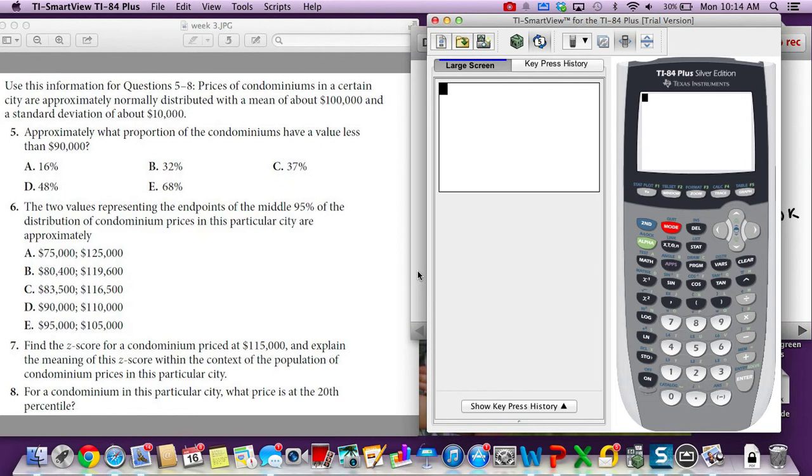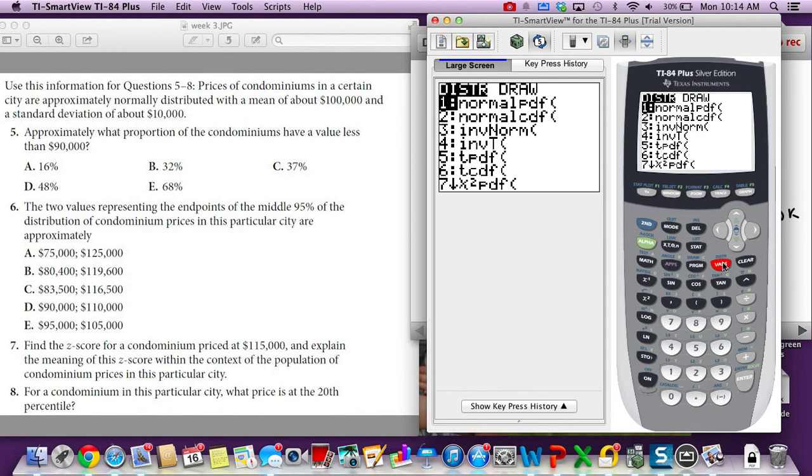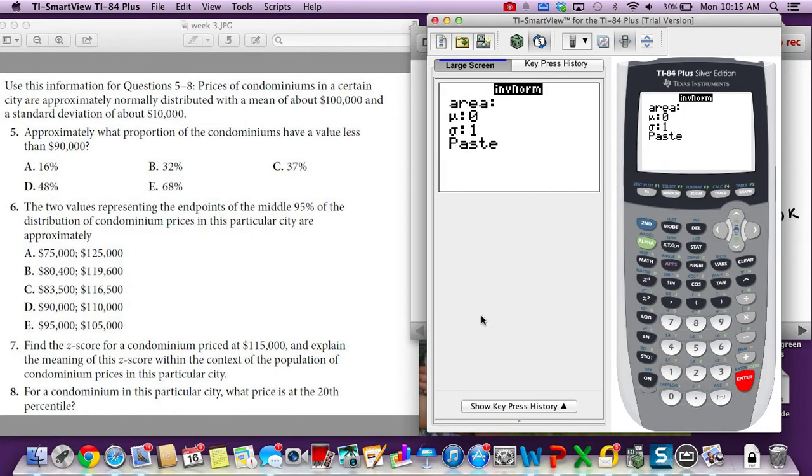Okay, so number 8 says, for a condominium in this particular city, what price is at the 20th percentile? So you now know your percentile, you're trying to figure out your z-score. So we want to do inverse normal, which is where we know the percentile, we want to know the actual score. So the area is the percent at or below. So our area is 0.2.